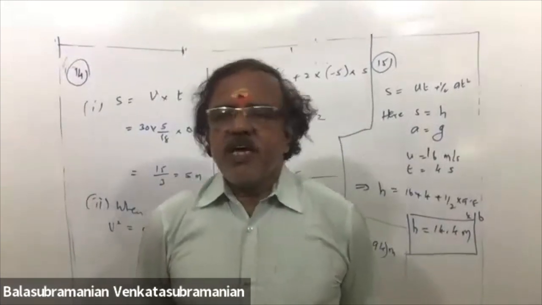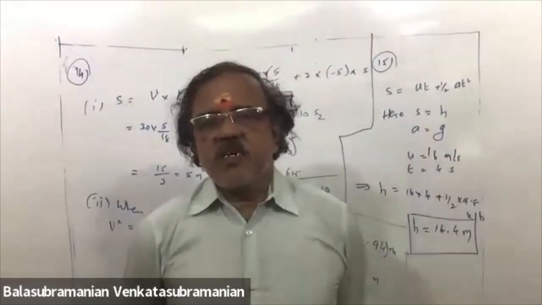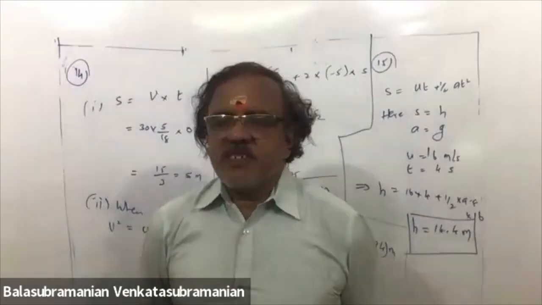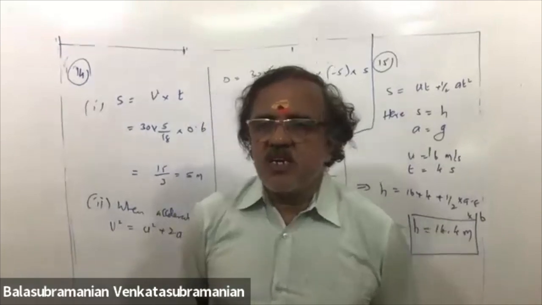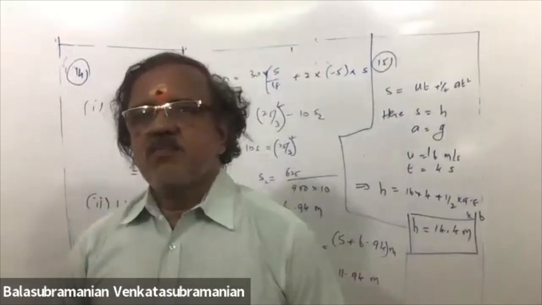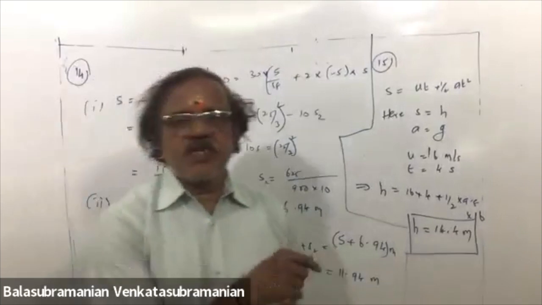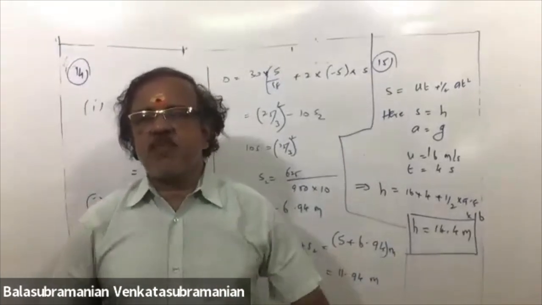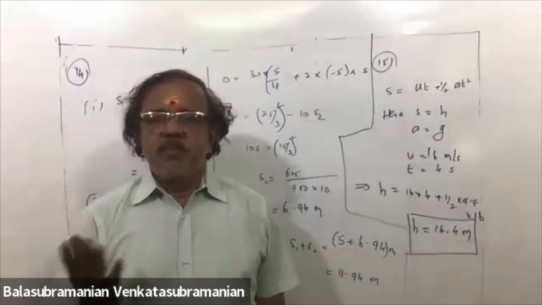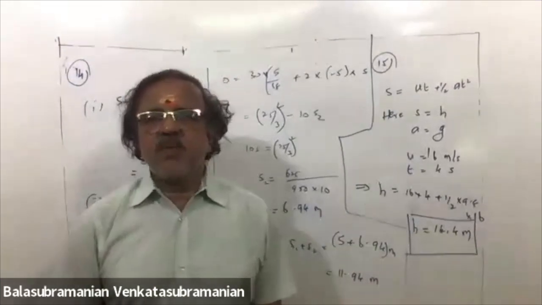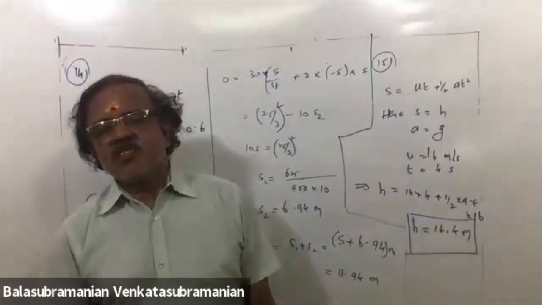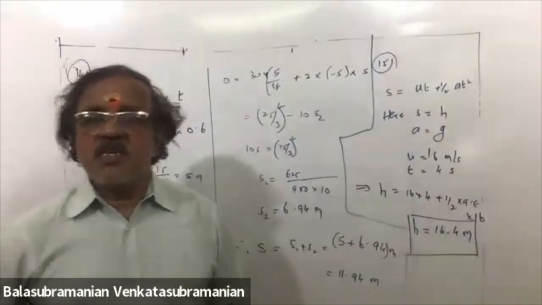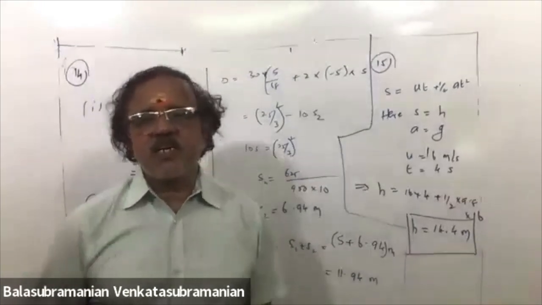Correct? So for equations of motion, any equation, vertically upward or downward, replace A with plus G or A with minus G. In general, where to use which equation? We have 3 equations. Without time, we can use V square is equal to U square plus 2AS. If there is no distance, A is equal to V minus U by T, or S is equal to UT plus half AT square if there is no time involved. Third, if time is involved, use the second.